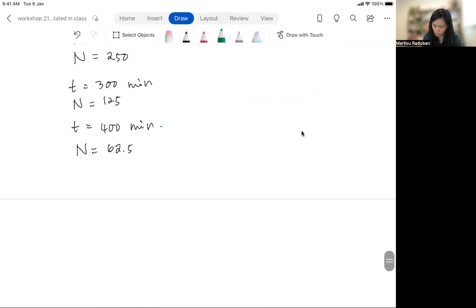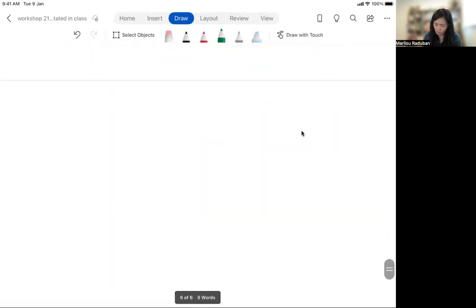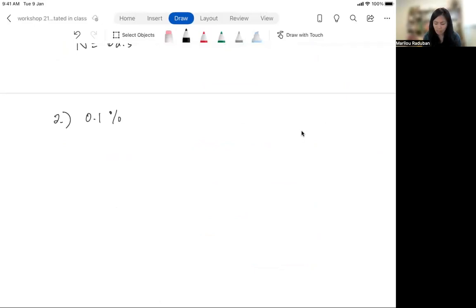For the second question, it's a little bit trickier because it's now asking you to calculate how long, meaning you want to find the time t, and t is in the exponent. Calculate how long it will take for the concentration to be reduced to 0.1% of the initial concentration. We talked about percentages in the lectures about fluids.